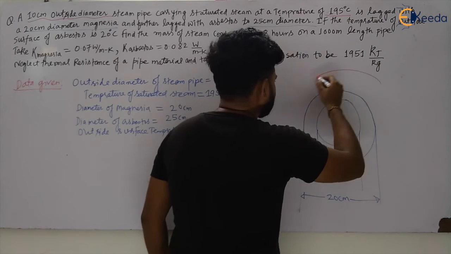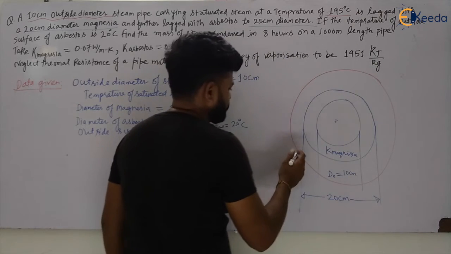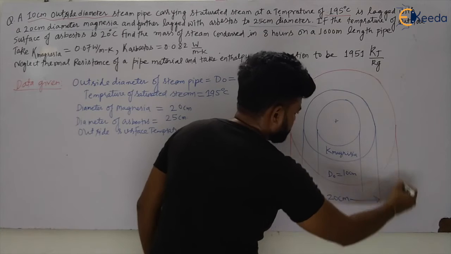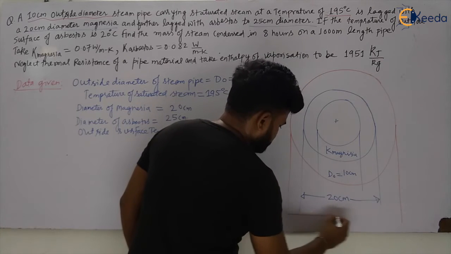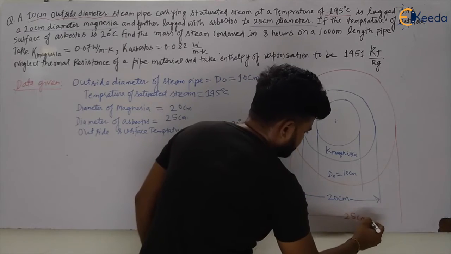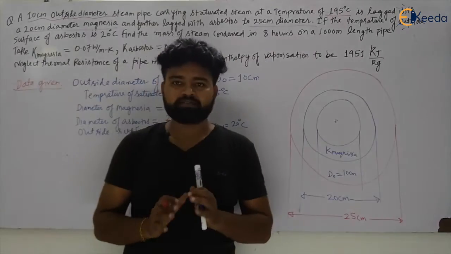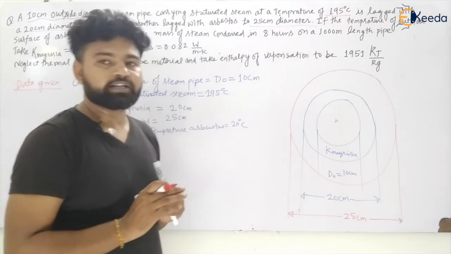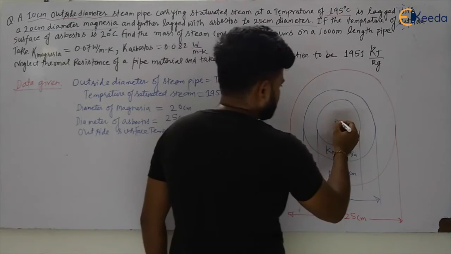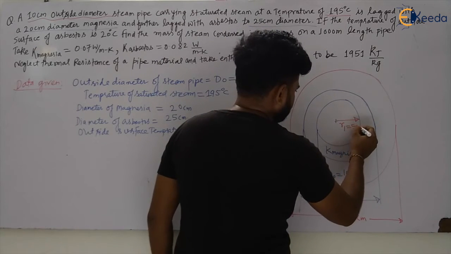And the diameter of this is given to be 25 centimeter. Okay. So can I calculate the radius now? Yes, I can calculate the radius easily. So R1 will be 5 centimeter.